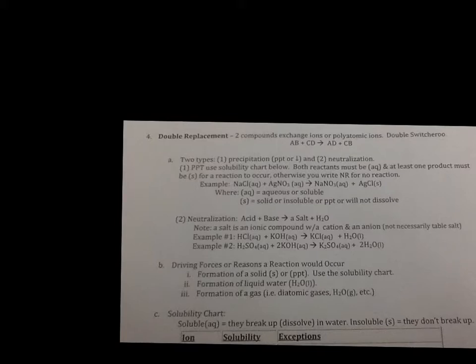There are different types of double replacement. There's like a precipitation type and a neutralization type. And there are different driving forces for why a double replacement reaction would happen. So if on the right-hand side of the arrow a solid is created, which is also called a precipitate, the reaction will occur. If a liquid is created, for example, liquid water, the reaction will occur. And if a gas is created, for example, a diatomic gas or a gaseous water, which would be steam, the reaction will occur. So you don't always need to have a solid produced to have a double replacement reaction occur.